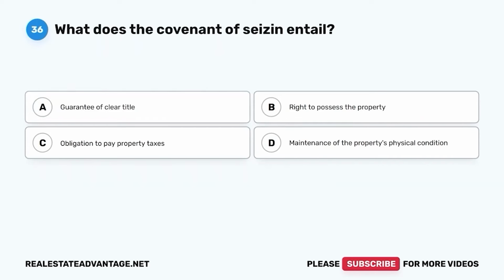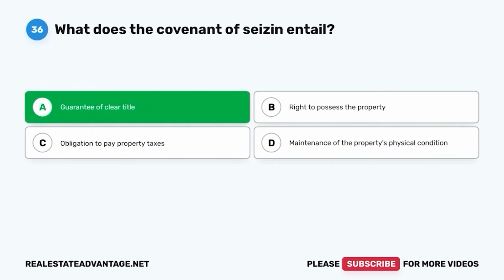Question 36. What does the covenant of seisin entail? A, guarantee of clear title. B, right to possess the property. C, obligation to pay property taxes. D, maintenance of the property's physical condition. The correct answer is A, guarantee of clear title.